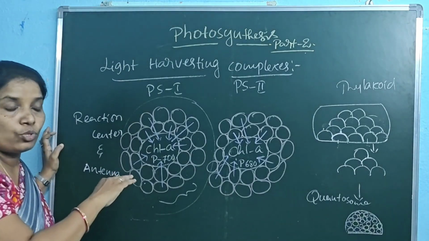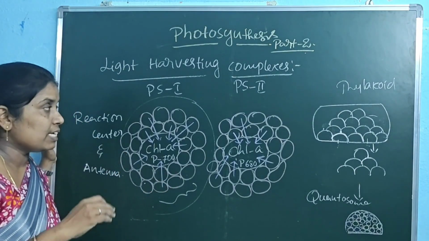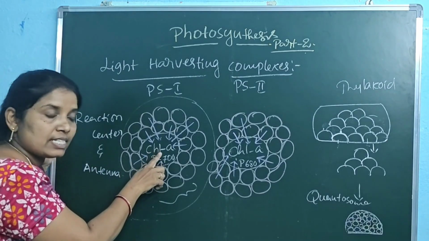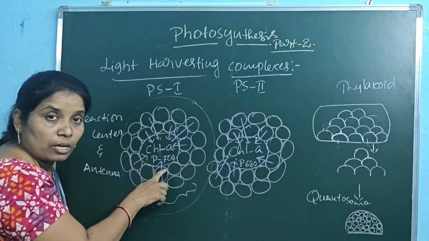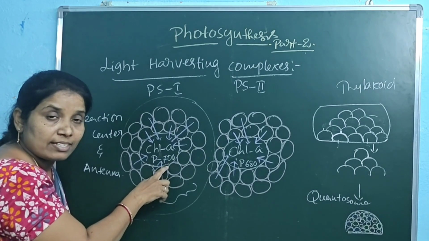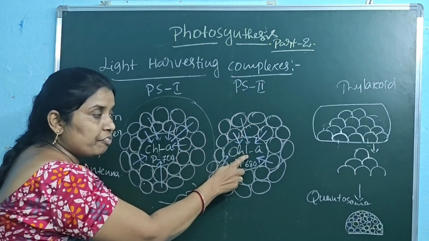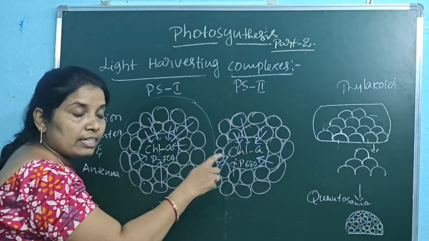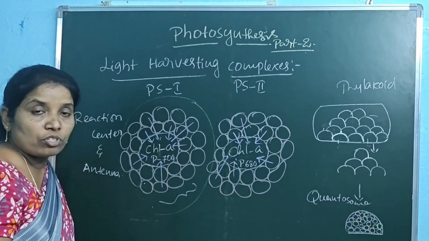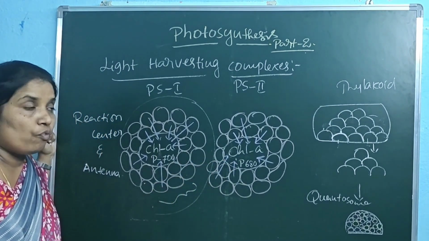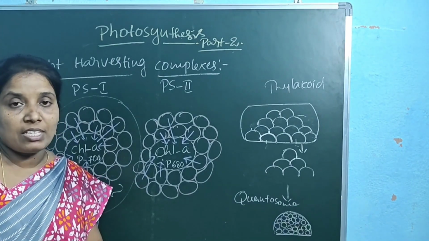Okay, so there are two light harvesting systems, PS1 and PS2. In the reaction center of PS1, chlorophyll A absorbs 700 nanometers wavelength of light. In case of PS2, chlorophyll A of the reaction center absorbs the wavelength of 680 nanometers. So that is the only difference. So where are they located in plants? Already discussed in the previous session.